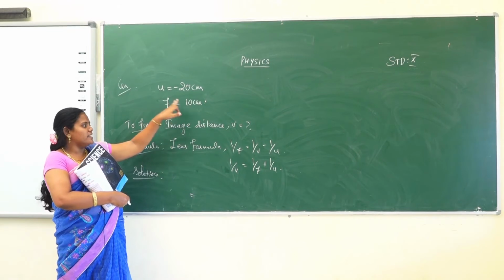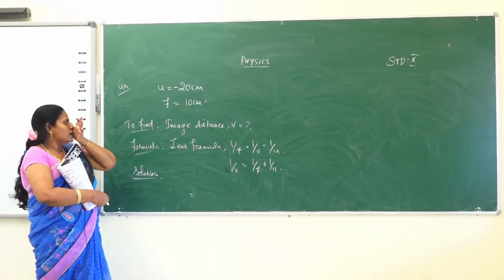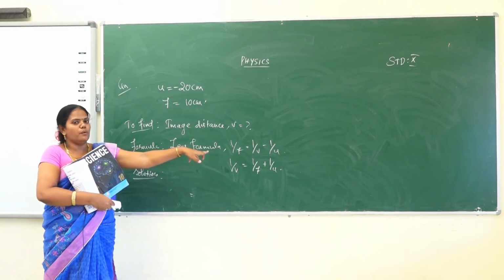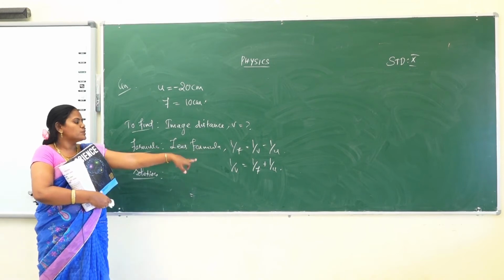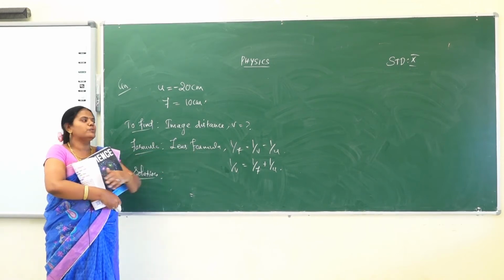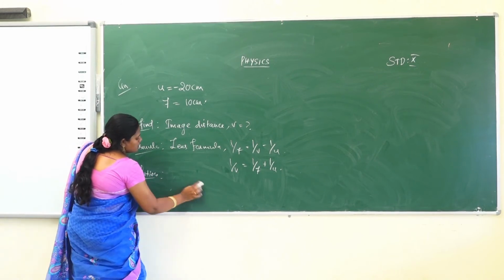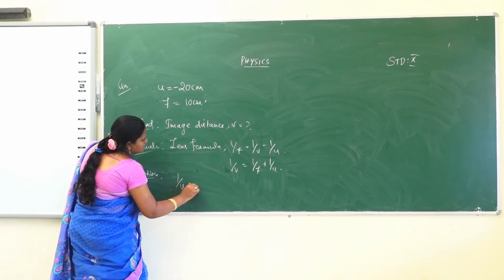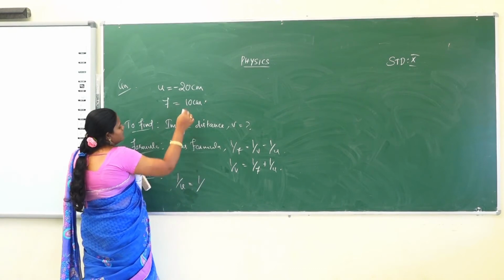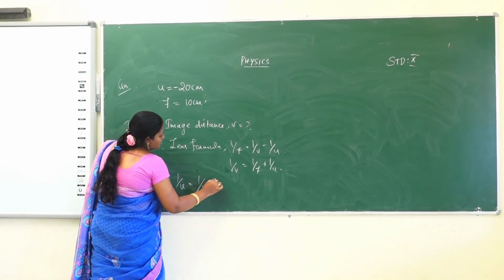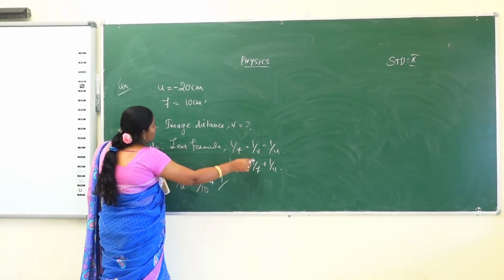எந்த இடத்துல ஆப்ஜெக்ட் வச்சா எந்த இடத்துல இமேஜ் கிடைக்கும் நம்ம பார்க்க போறோம். Okay, so the formula is 1 by F is equal to 1 by V minus 1 by U. So 1 by V is equal to 1 by F plus 1 by U. Substitute the F value and the U value. 1 by V is equal to 1 by F, what's the F value? That is 10 centimeter, plus 1 by U value, that is 20 centimeter.